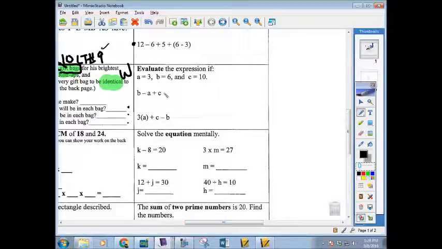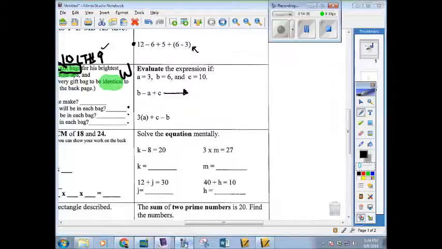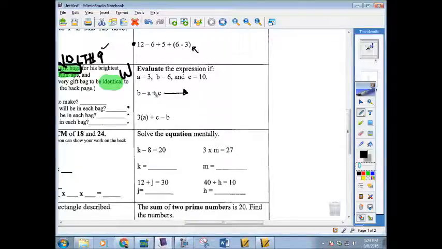Evaluating the expression right here. Again, there's some work that I require. First of all, that is called an algebraic expression. We talked about numeric expressions, which are just numbers and operations. Algebraic expressions are going to have operations, and they could have numbers. They're also going to have variables, letters, unknown numbers.